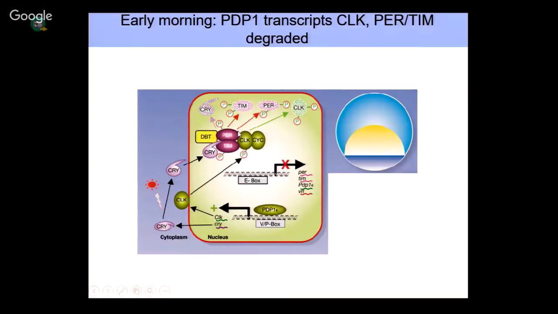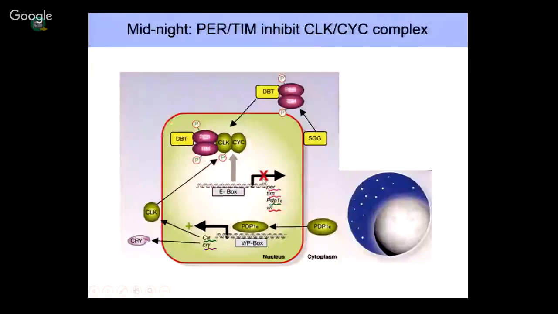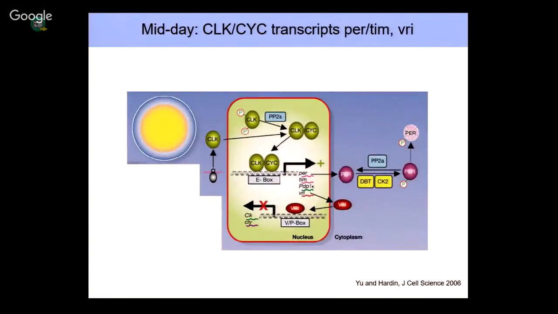And after they've been degraded, the clock and cycle can again bind to the E box. We go back to the same cycle to the midday. The clock and cycle can finally again bind to the E box and start the transcription of the PER and TIM mRNA, and then this goes through once every day to form this circadian rhythm.